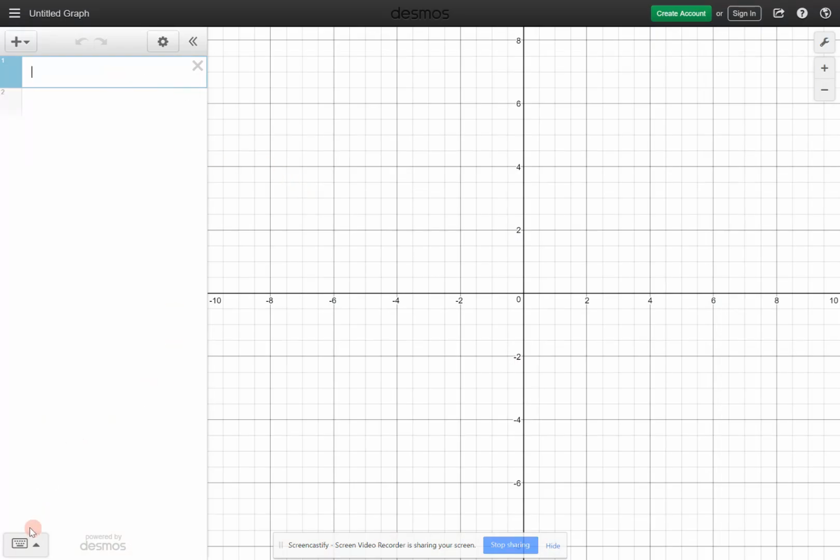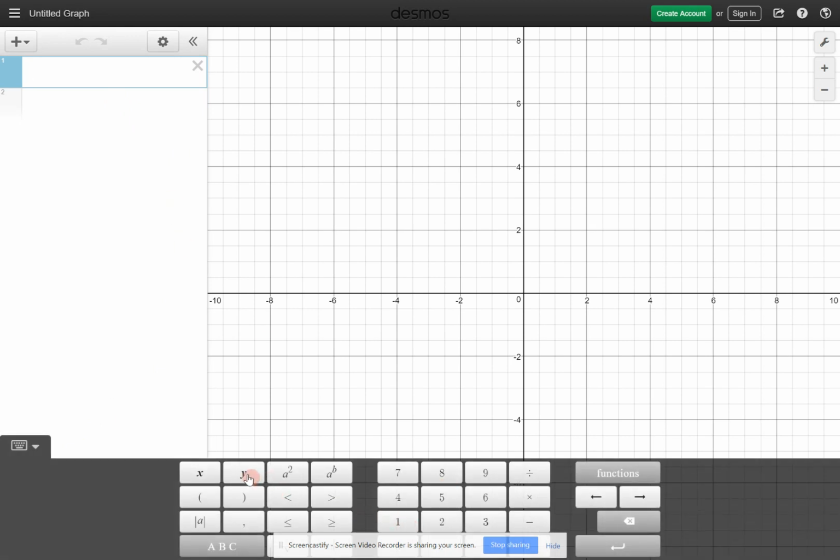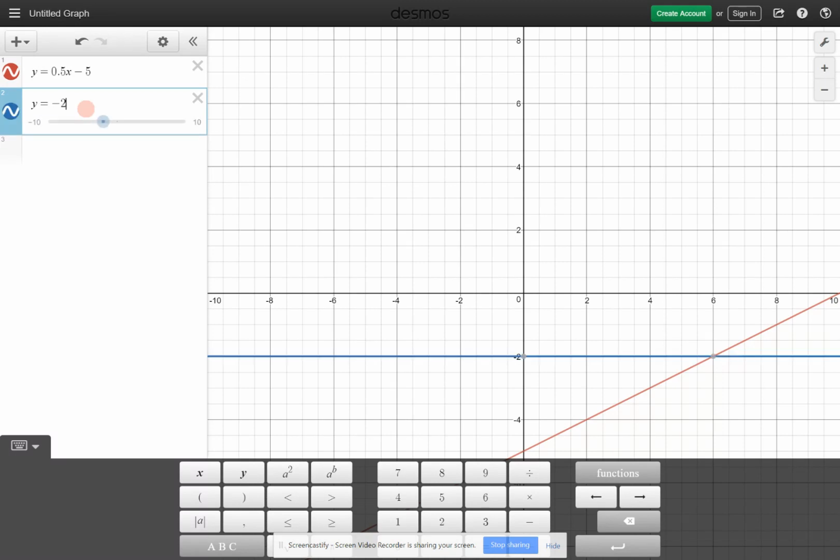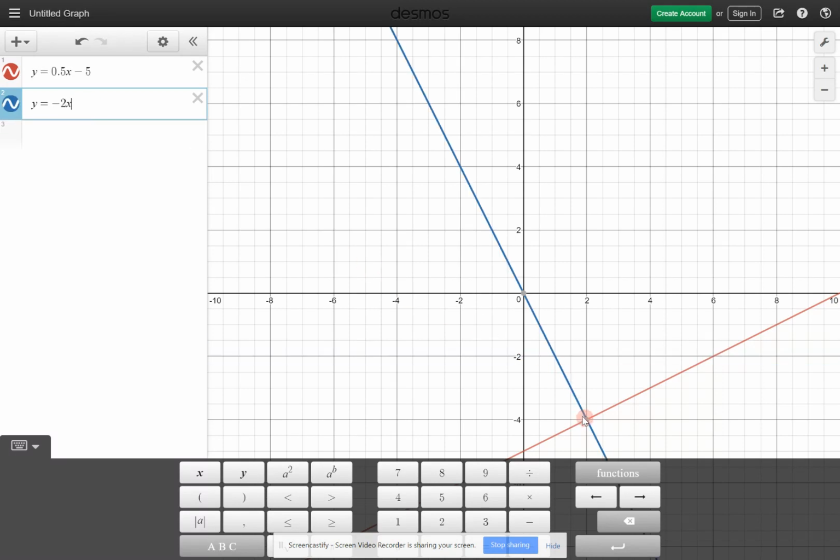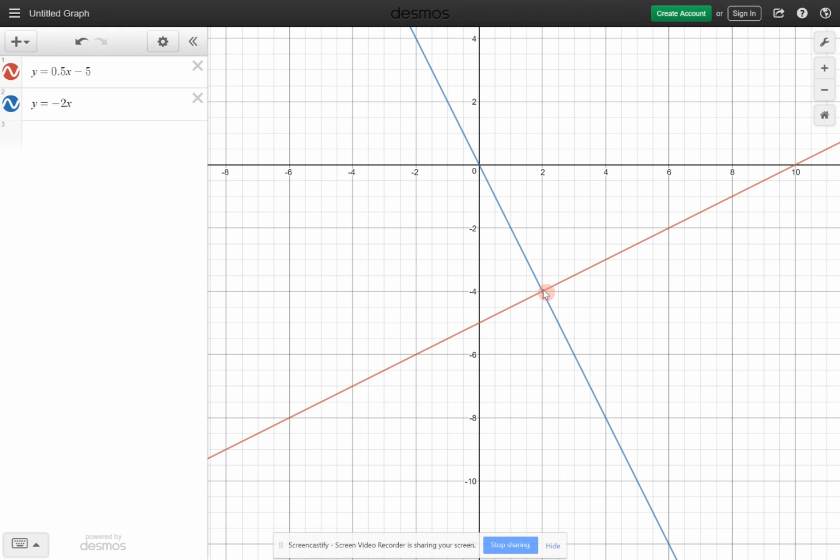Well, here I type in my equations. So first equation is y equals half of x, so 0.5x minus 5, and the other equation is y equals negative 2x. And here on the graph, I can see that they intersect at this point, 2 and negative 4. So my solution is verified.